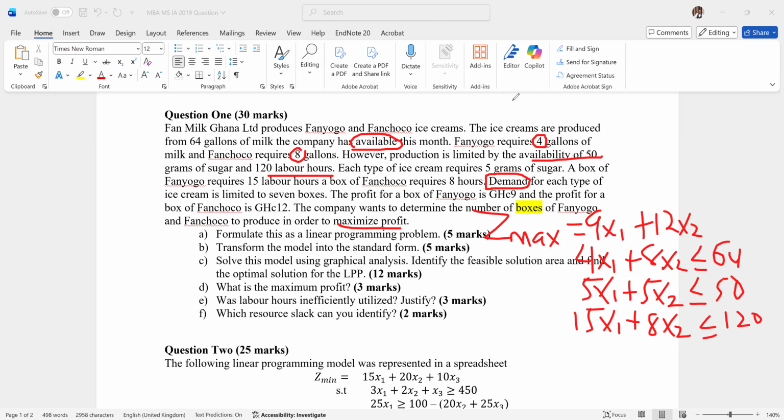Hello, sir. Yeah. Go ahead. Sir, please, I think with the demand, you see, even though they said the profit for a box of fine yogurt is 9 and 12. Oh, okay. Just a second.